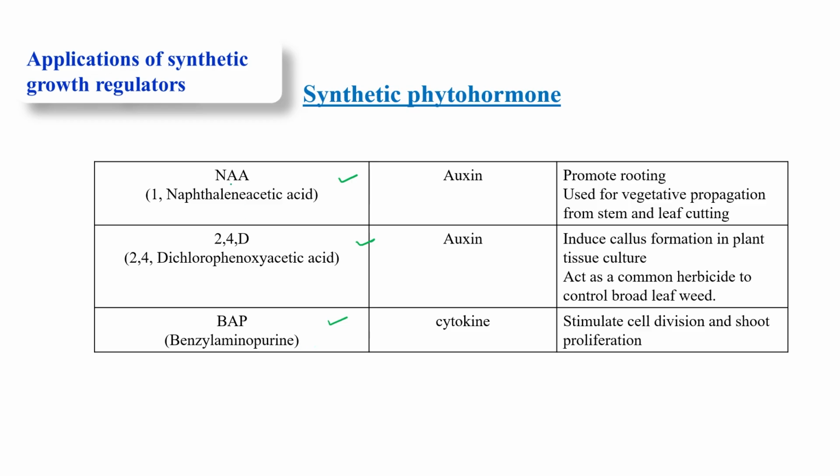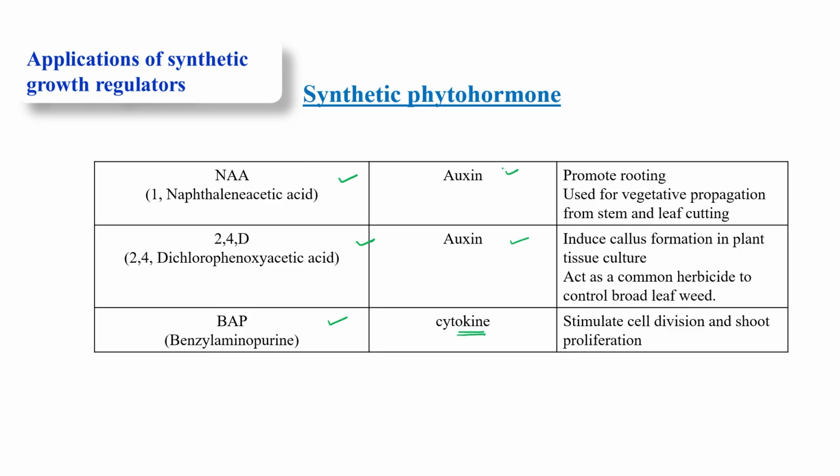These three are examples of the synthetic phytohormone category. What is the full form of NAA? 1-Naphthalene acetic acid. 2,4-D, 2,4-dichlorophenoxyacetic acid. BAP, benzyl aminopurine. NAA and 2,4-D come under the auxin category. They both are auxins. BAP comes under the cytokinin category.